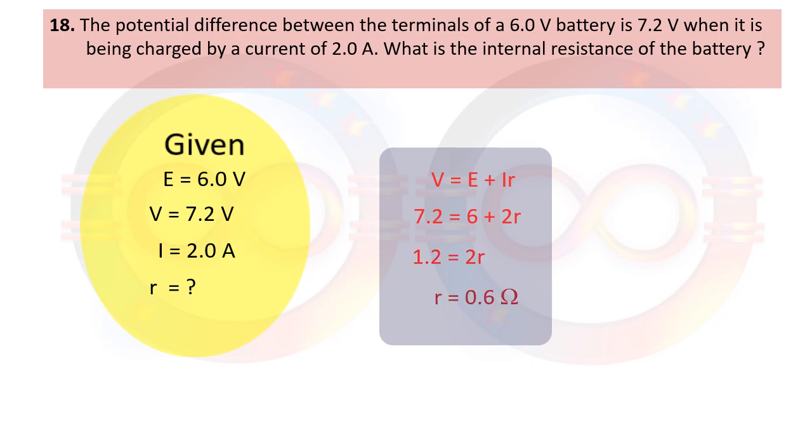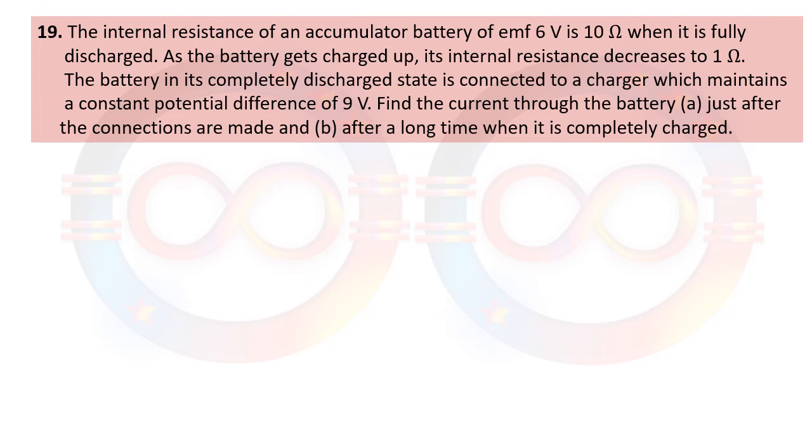we get the internal resistance as 0.6 ohm. The next question says the internal resistance of an accumulator battery of EMF 6 volt is 10 ohm when it is fully discharged, but when it is charged, the internal resistance decreases to 1 ohm. The battery, in its completely discharged state, is connected to a charger which maintains a constant potential difference of 9 volt. Find the current through the battery (a) just after the connections are made, meaning when it is completely discharged, and (b) after a long time, meaning when it is completely charged.